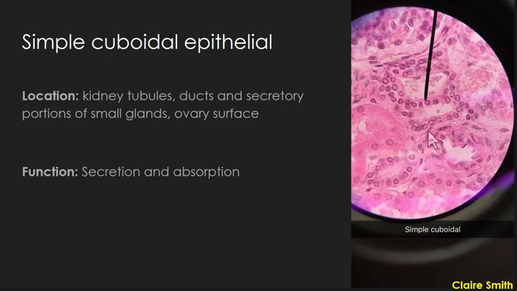These are found in kidney tubules, ducts, secretory portions of glands, and the ovary surface. Its function is secretion and absorption. So in the kidney tubules, you have the urine starting to be formed, so it's allowing different things to move in and out of the urine. In glands, you're secreting different sorts of substances, the ovary surface, etc. So again, one location, one function: simple cuboidal epithelial tissue.